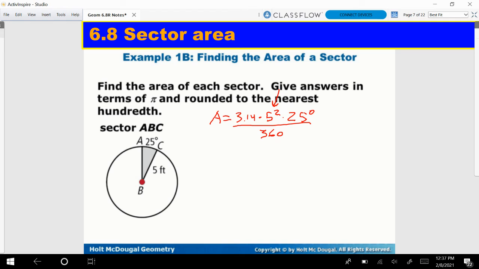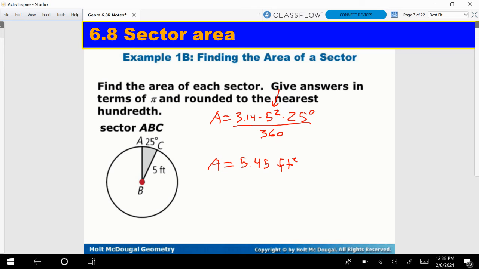So if you do that, multiply it all, and then divide by 360, we're going to skip right down to the answer here. We would end up with an area of 5.45, and that's in feet. So we'd have feet to the power of 2. Okay, so that would be how we would calculate the sector. It's not too bad, a pretty simple formula to use.